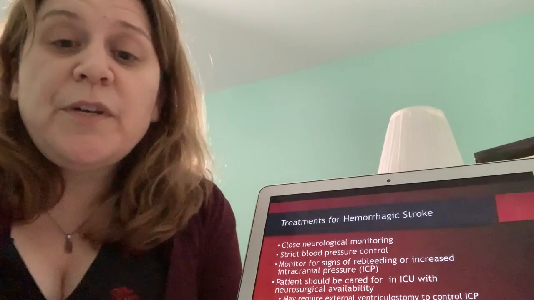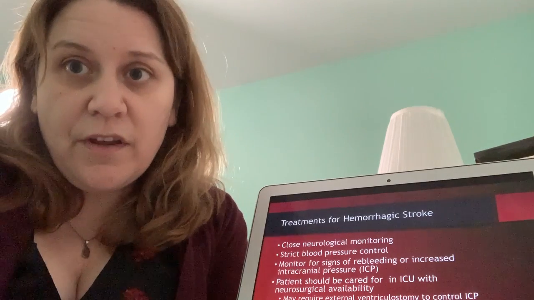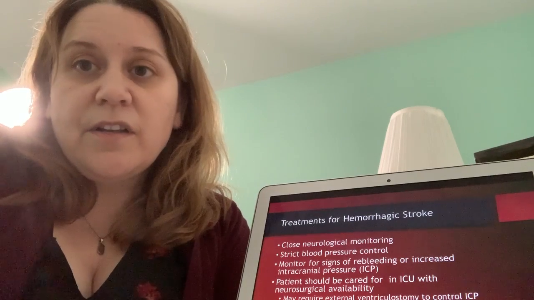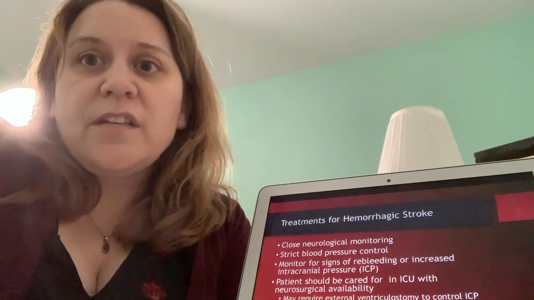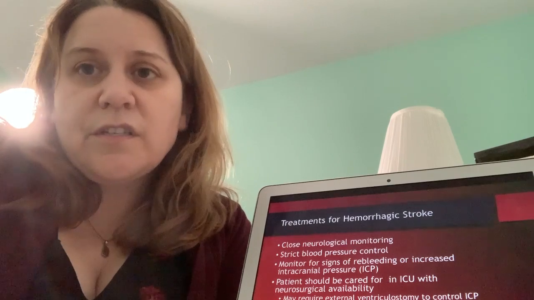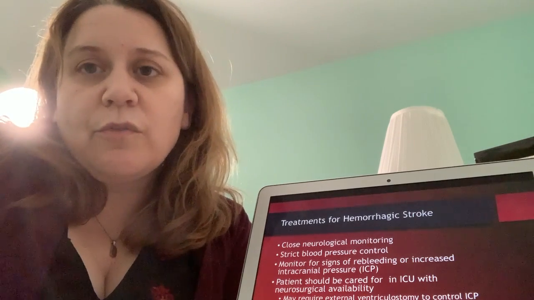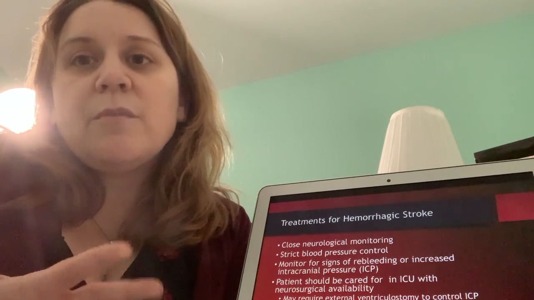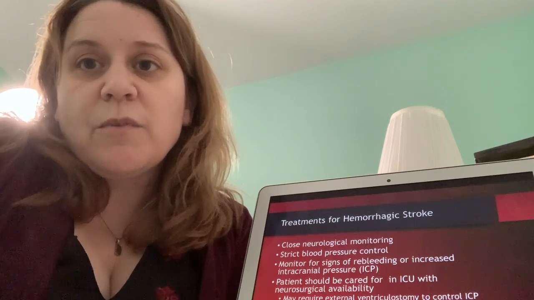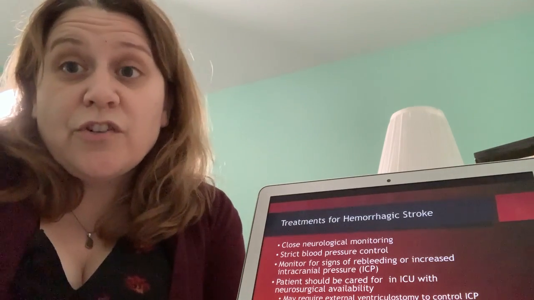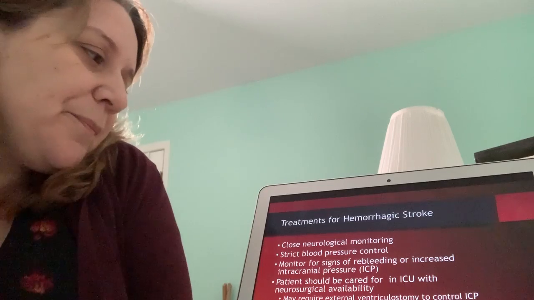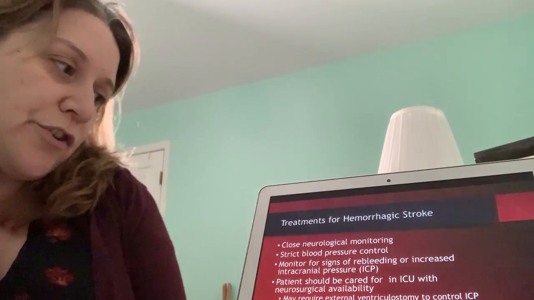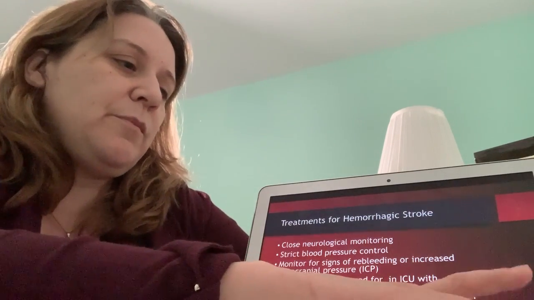Treatments for hemorrhagic stroke: these patients require close neurological monitoring. They should be in an ICU or dedicated stroke unit. It's ideal that there is a neurosurgery team available in case they develop extension of the bleeding or increased intracranial pressure. These patients could require an external shunt called a ventriculostomy to be placed, or sometimes emergency evacuation of the hematoma, or a decompression of the brain if the bleed is that big. So you want to monitor for signs of rebleeding and increased intracranial pressure, and of course communicate those findings promptly.